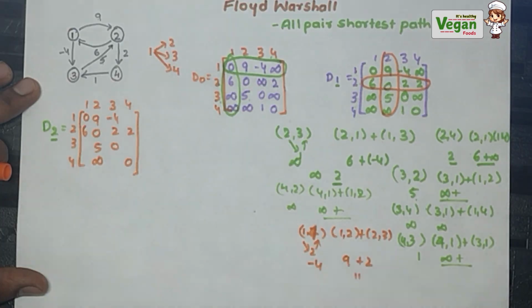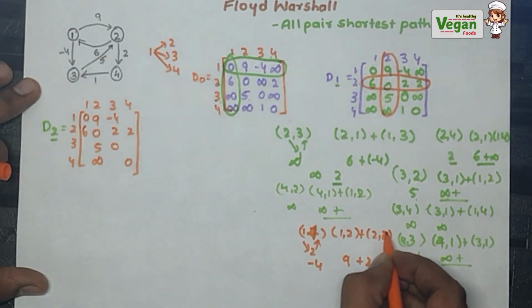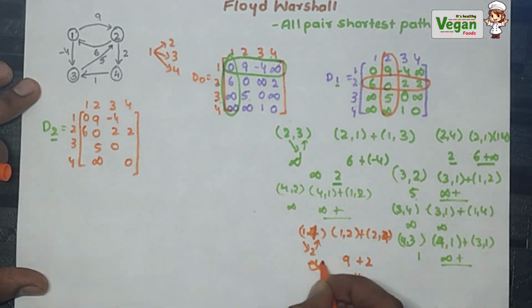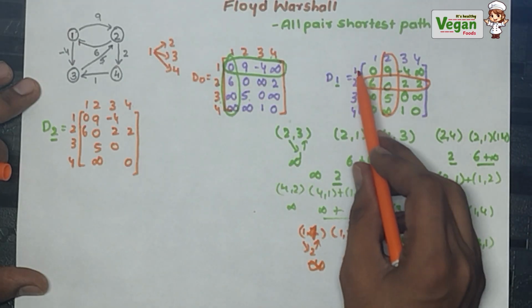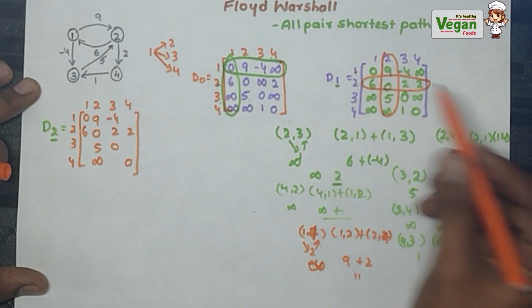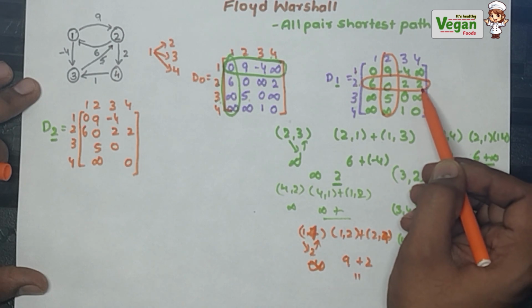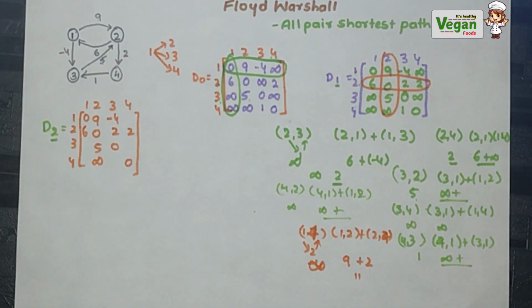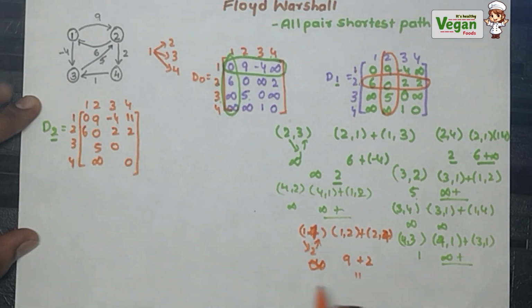Next 1 comma 4. To find 1 comma 4, you must go from 1 comma 2 to 2 comma 4. 1 comma 4 value is infinity. 1 comma 2 value is 9 and 2 comma 4 value is 2. So 9 plus 2 is 11. Among 11 and infinity, 11 is the smallest one. So write 11.